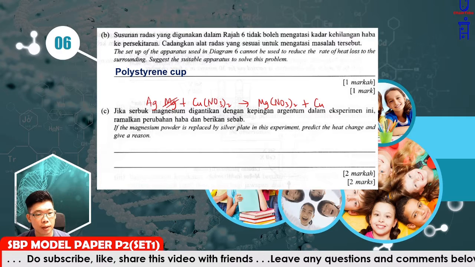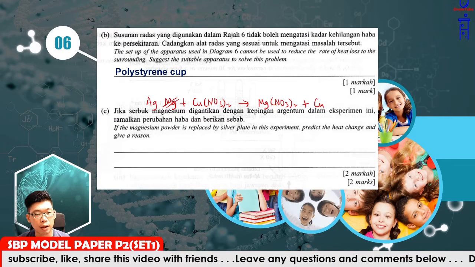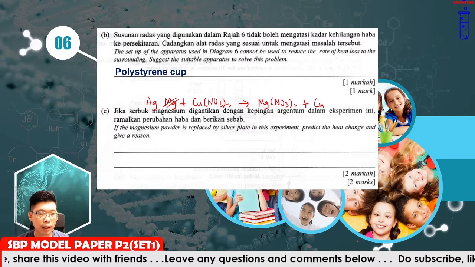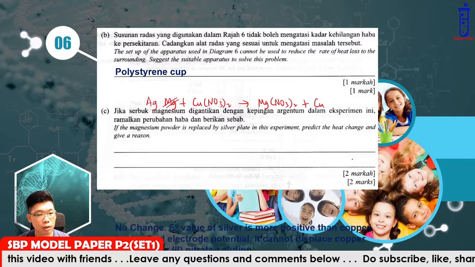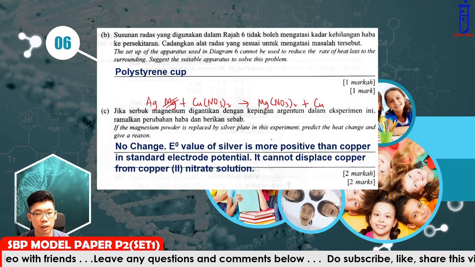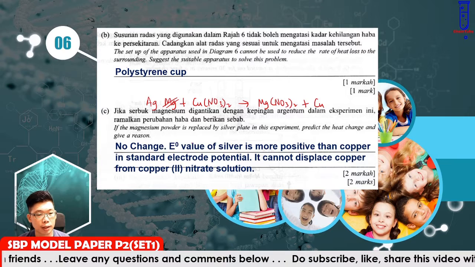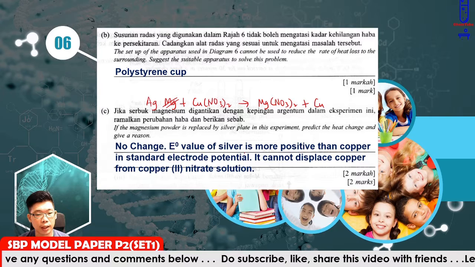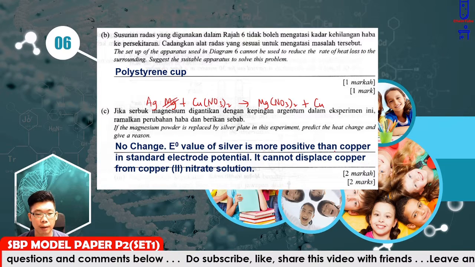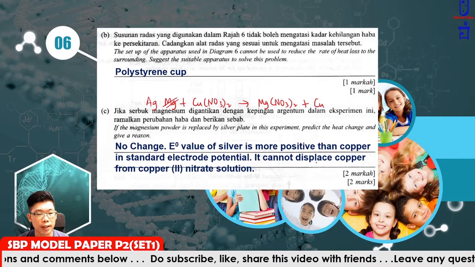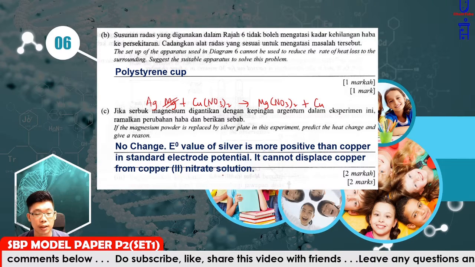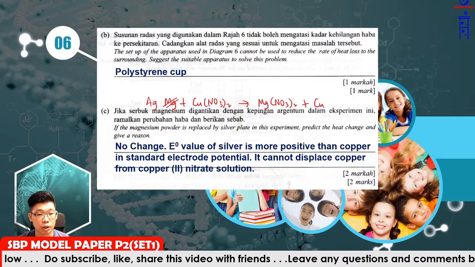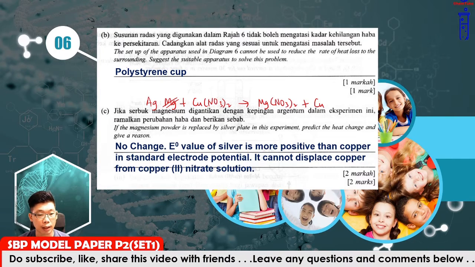Silver is not able to displace the copper, so the heat change should be no change. Why? Because the standard electrode potential value for silver is more positive than copper, so it cannot displace the copper from the copper(II) nitrate solution. You can refer to the standard electrode potential list for silver and copper.